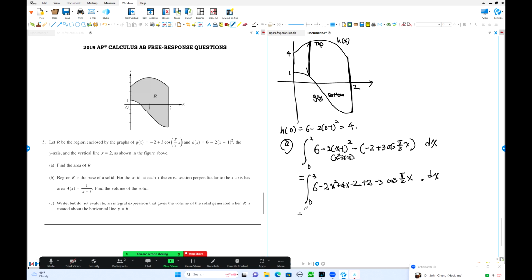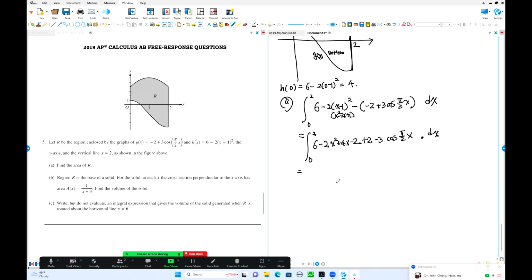Maybe you can simplify this one from 0 to 2. Number first, 6 minus 2, this is out, right? 6 out, so only 6. Second one is x is next. You have only 4x. The next, x squared minus 2x squared, and minus 3 cosine pi over 2x, and dx.